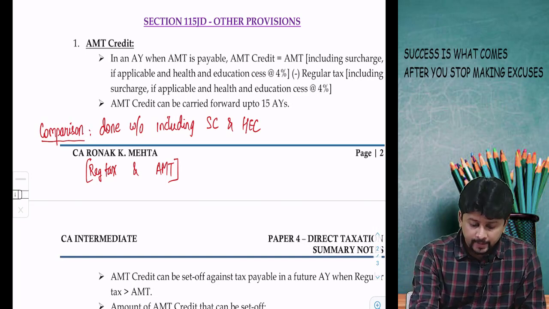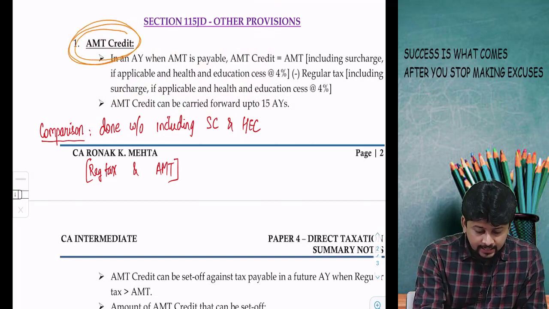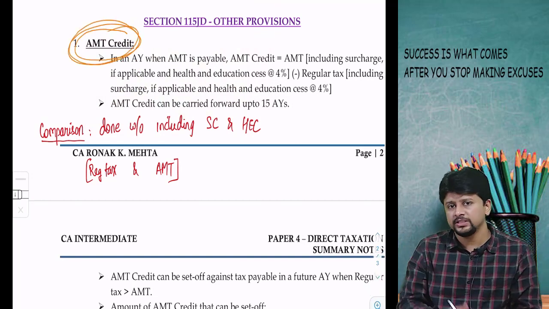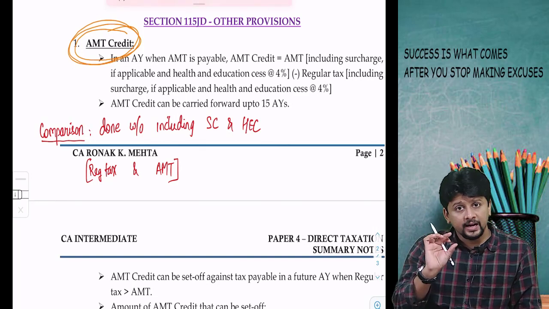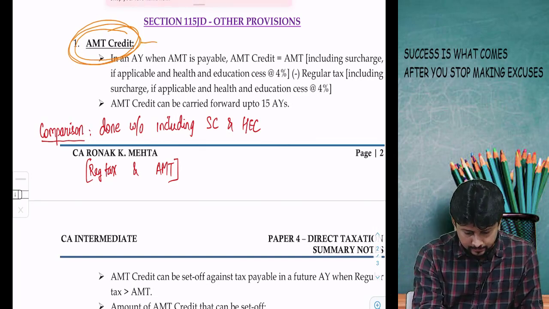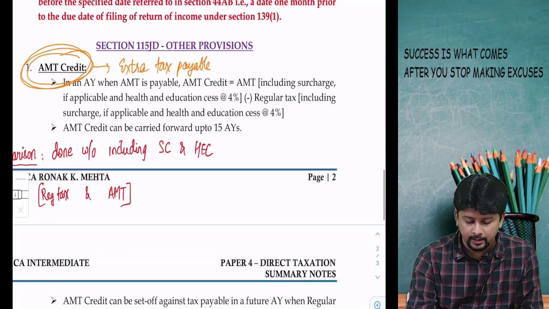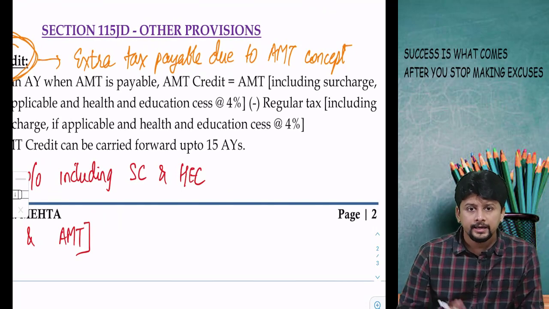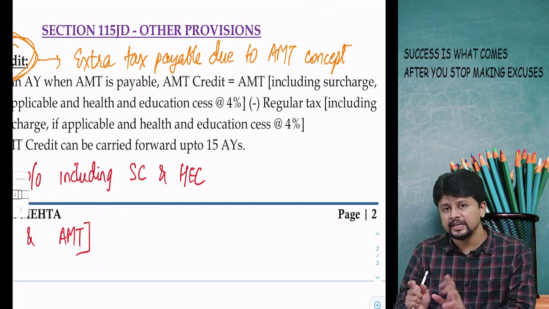Then if you pay AMT, you will be given an AMT credit. You are paying something more than what the regular provisions are saying. It is an alternate method. So government is saying no problem. Whatever extra you are paying is AMT credit. AMT credit is the extra tax that the assessee is supposed to pay, extra tax payable due to the AMT concept. It is because of the AMT concept that I am supposed to pay something extra. How much extra? That is called AMT credit.